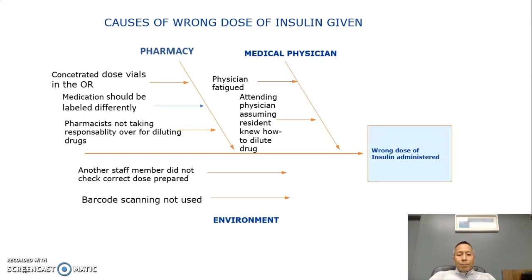On the bottom, the environment. First, it's a high-risk drug, so there should be two people checking and verifying to make sure the right amount is being administered. And of course, that didn't happen. Also, they could have used barcode scanning, which was not used in this case. So all these causative factors led to the wrong dose of insulin being administered. It wasn't just the doctor being careless and injecting the wrong amount. There were other factors that obviously led to his thinking in this case.